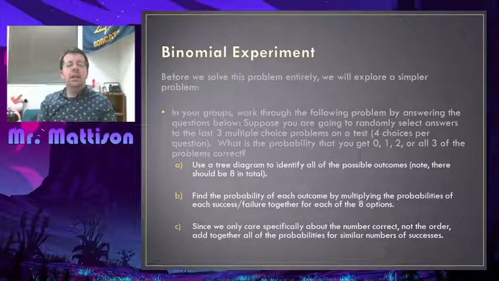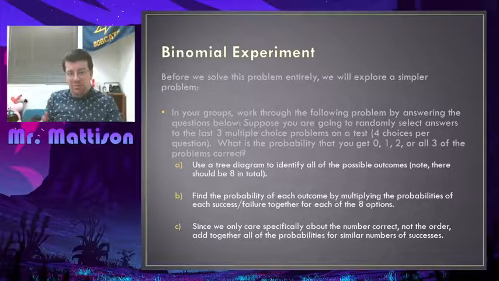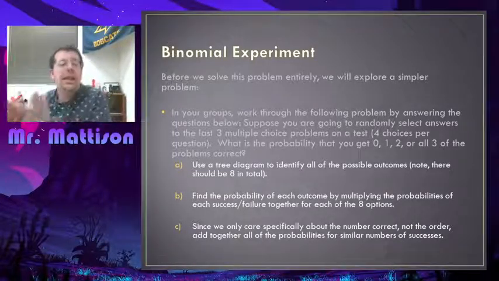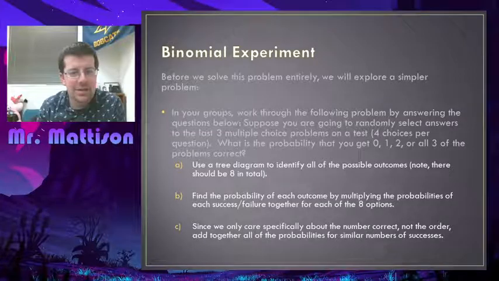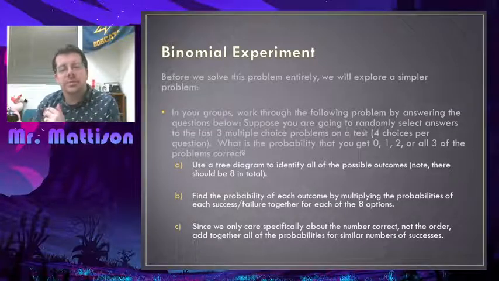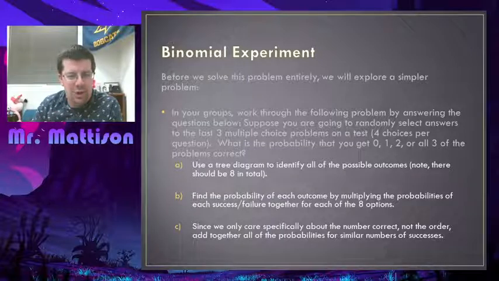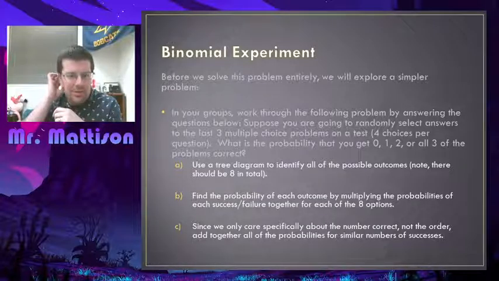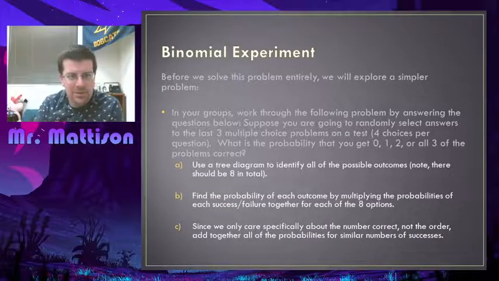So before I do the one with the blood type, we're going to do one with a much more simple case, just so that you can see what's going on, and then we'll apply that to the blood type case. Let's say we have the last 3 problems on a multiple choice test, and we're just going to be randomly guessing on those. We're going to try and figure out what's the probability of getting some number of things correct here.